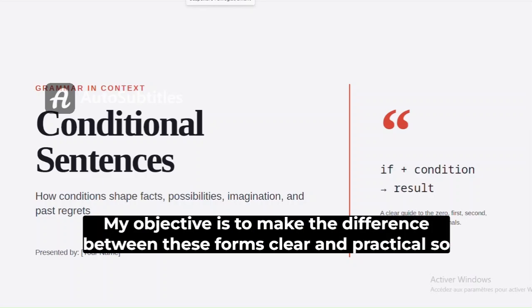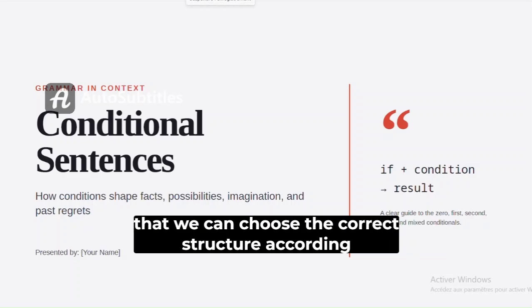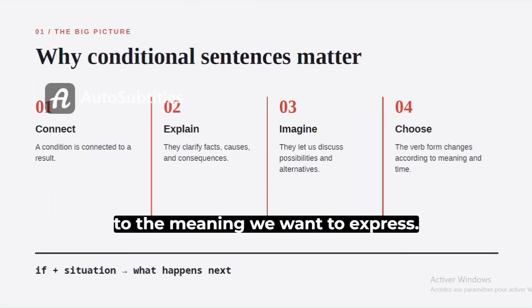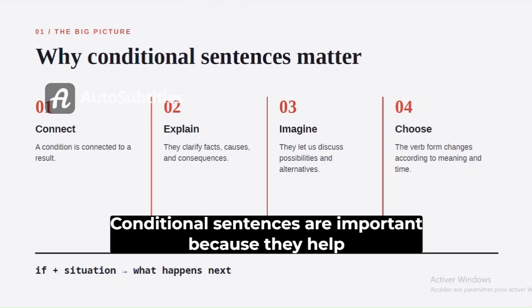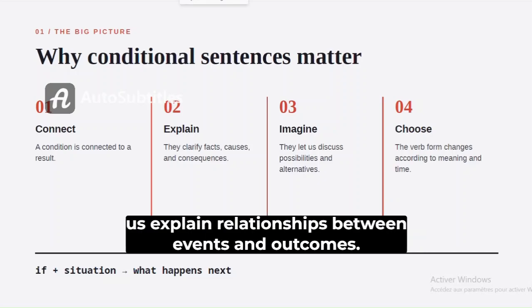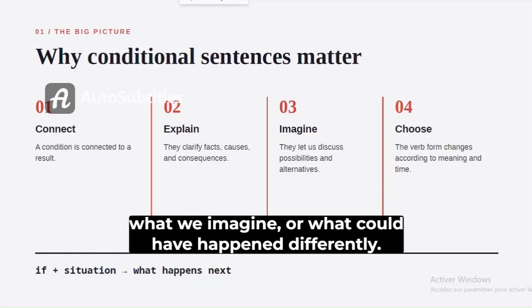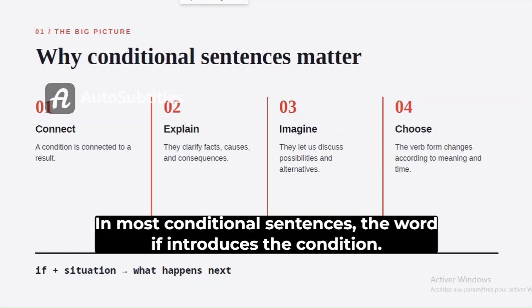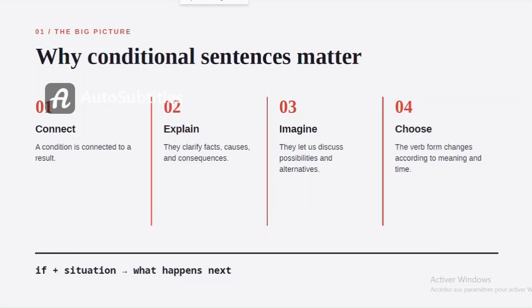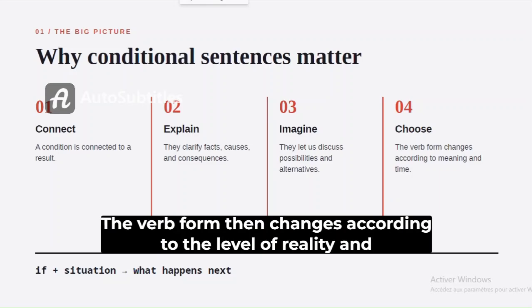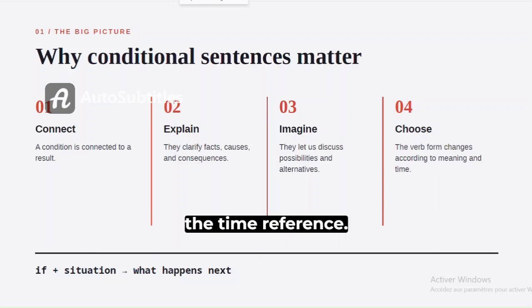My objective is to make the difference between these forms clear and practical, so that we can choose the correct structure according to the meaning we want to express. Conditional sentences are important because they help us explain relationships between events and outcomes. They allow us to say what always happens, what may happen in the future, what we imagine, or what could have happened differently. In most conditional sentences, the word if introduces the condition. The verb form then changes according to the level of reality and the time reference.